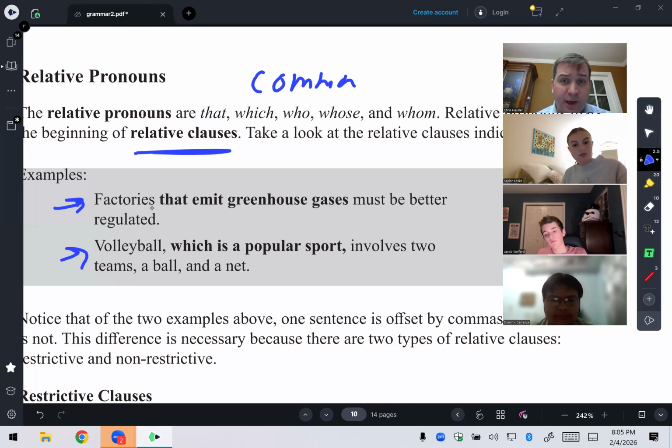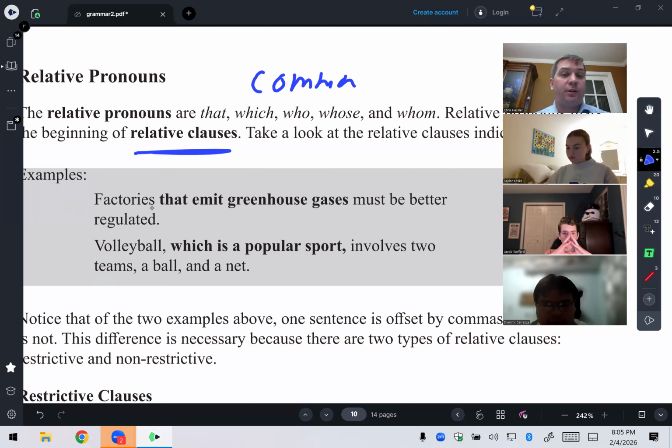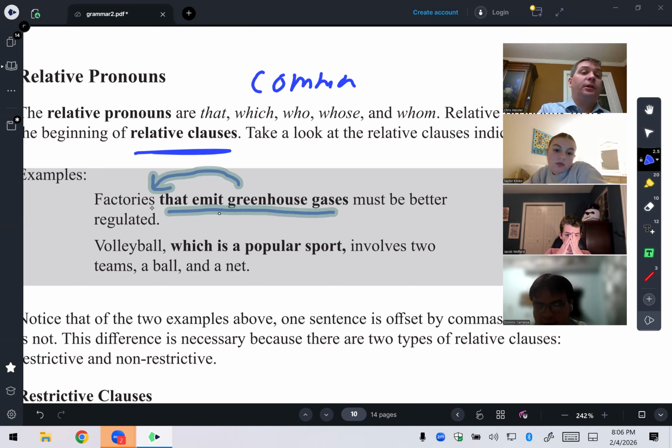Factories that emit greenhouse gases must be better regulated. Volleyball, which is a popular sport, involves two teams, a ball, and a net. So why is the second clause offset by commas, whereas the first one cannot have commas? Well, it's just a rule, just a comma rule. The first one is a restrictive clause. We've restricted the referent factories. The second one is a non-restrictive clause. We have not restricted the referent volleyball.